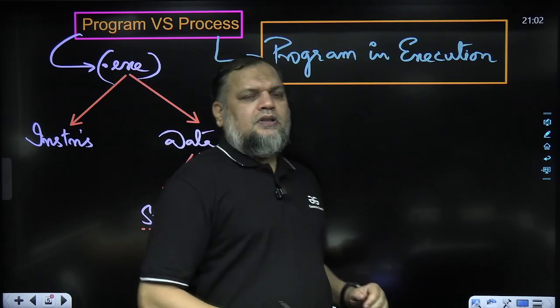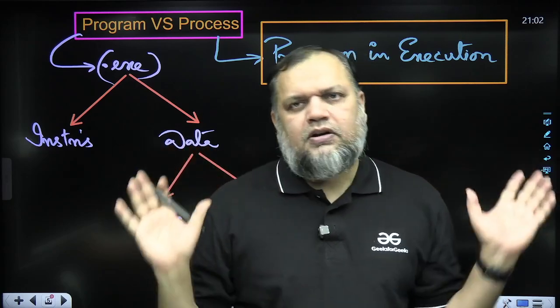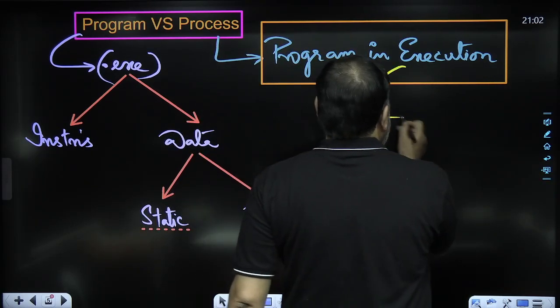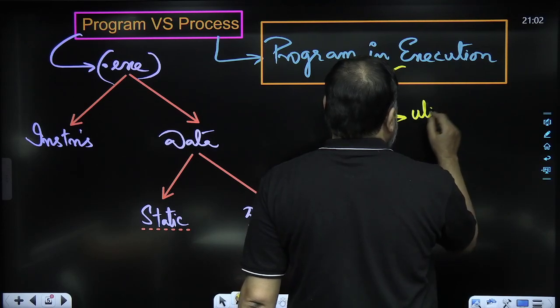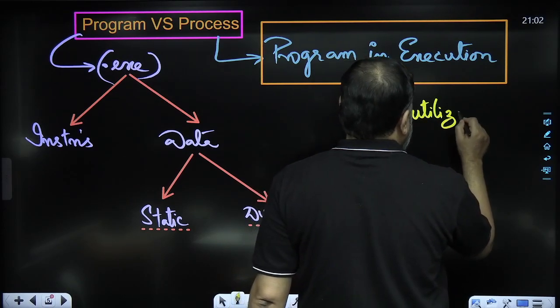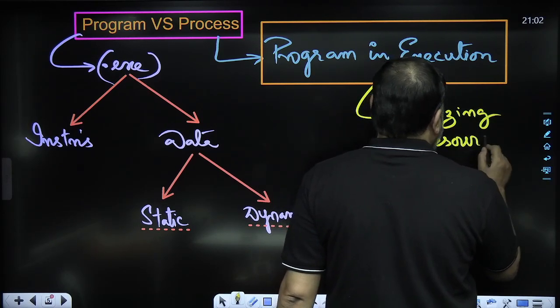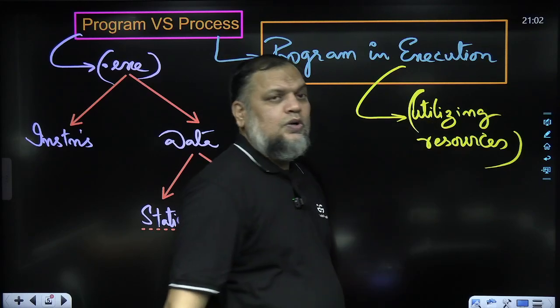Execution here, people often think that it means when it is running on CPU. No. Execution simply does not mean running on CPU. Execution means not only running on CPU, but also when it is utilizing the resources of the system. This is the exact meaning of execution. Utilizing resources of the computer. Processor is only one resource, boys and girls.